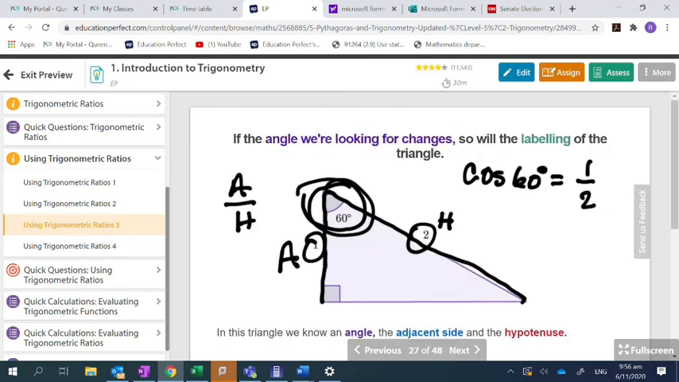If you're trying to find out which trig function to use, make sure you label the triangle and then just write out the right word. It'll show you which one you need to use.